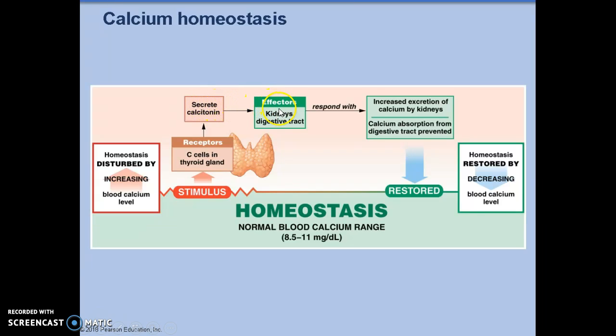It's going to affect the kidneys, right? What would it do to the kidneys and the digestive tract? Well, the kidneys are going to secrete more calcium in the urine. And our digestive tract is what absorbs the calcium in our diet. So calcium absorption is prevented in the digestive tract, and therefore the blood levels of calcium will drop.